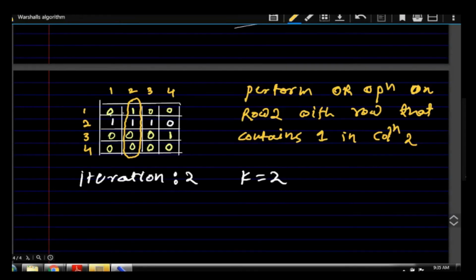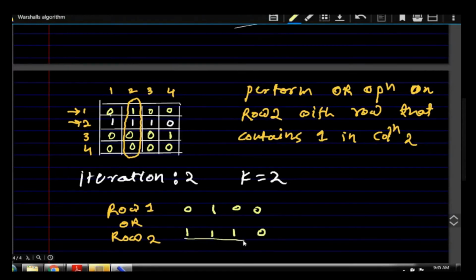So which row contains 1 in column 2? Now this is column 2. So row 1, this row and this row, are containing 1 in column 2. So first we will perform the OR operation, row 1 or row 2. So what is row 1? Row 1 is 0, 1, 0, 0. And what is row 2? 1, 1, 1, 0.